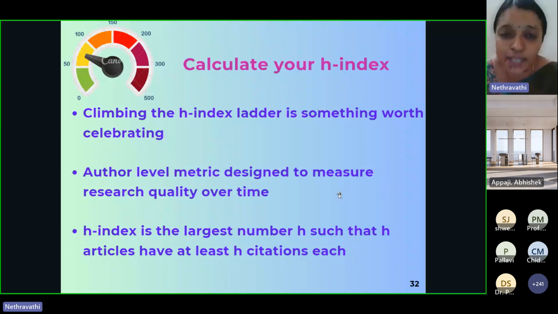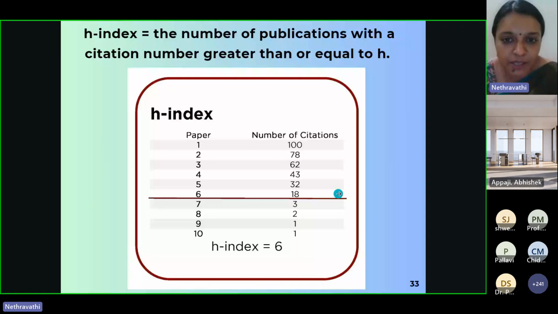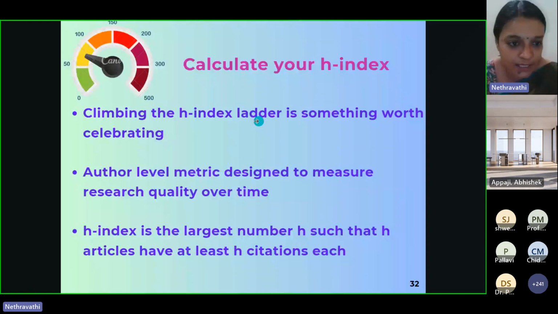So why do we need H index? The higher the H index, it says that our research is more impactful. More value is added as the H index increases. So climbing the H index ladder is something worth celebrating. Again, this is an author level metric. We have been talking about author level metrics for quite some time.